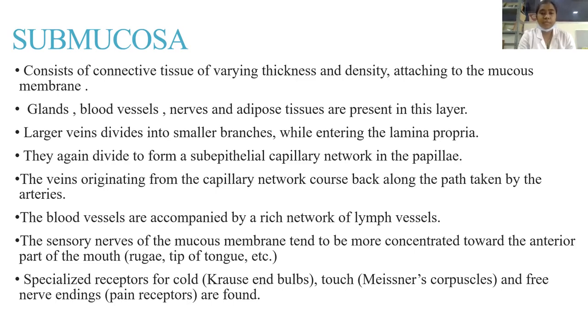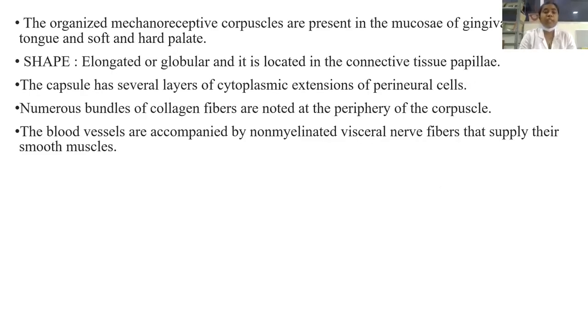Specialized receptors for cold, that is, Krause end bulbs, touch, Meissner's corpuscles, and nerve-ending pain receptors are also formed. The organized mechanoreceptive corpuscles are present in the mucosae of the gingiva, cheek, tongue, soft palate, and also the hard palate. Their shape is elongated or globular, and they are located in the connective tissue papillae. The capsule has several layers of cytoplasmic extensions of perineural cells, and numerous bundles of collagen fibers are noted at the periphery of the corpuscle. The blood vessels are accompanied by non-myelinated visceral nerve fibers that supply their smooth muscles.